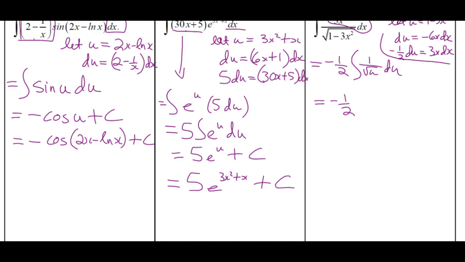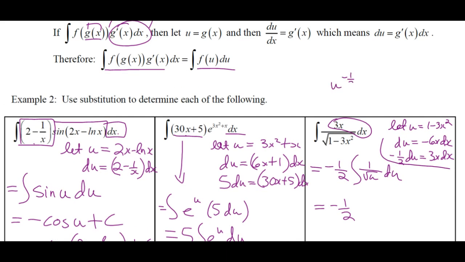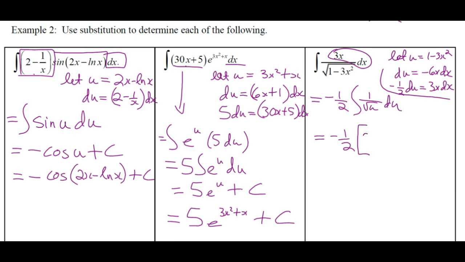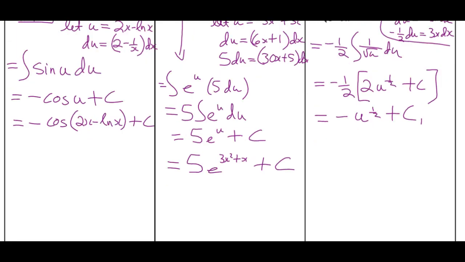So that's u to the negative a half, right? So maybe we just sort of kick up here and say, I'm trying to do the antiderivative of u to the negative a half. So what do I got to do? Add 1 to it. So negative a half plus 1, right? And then what? So I got to multiply it by 2, right? So we have negative 1 half times 2 u to the 1 half plus c. So negative u to the 1 half plus c1.